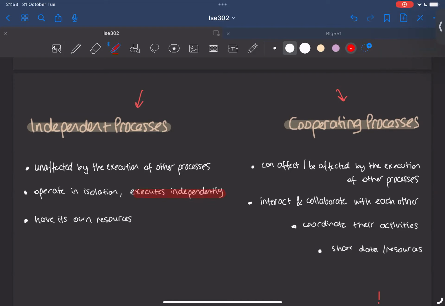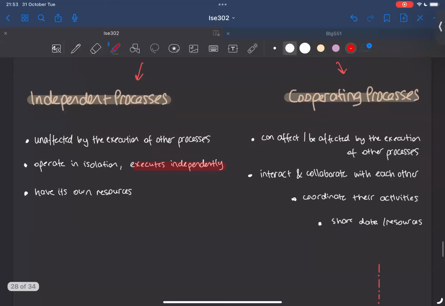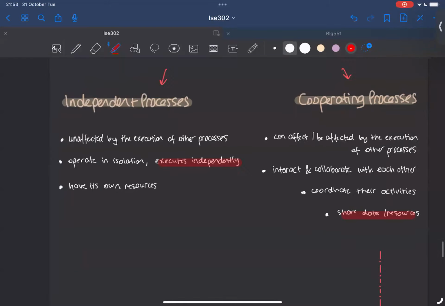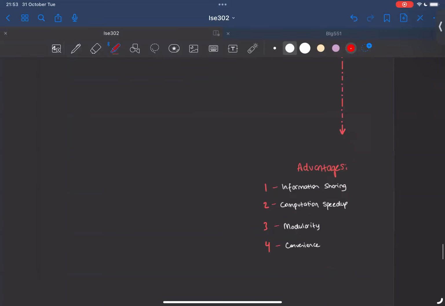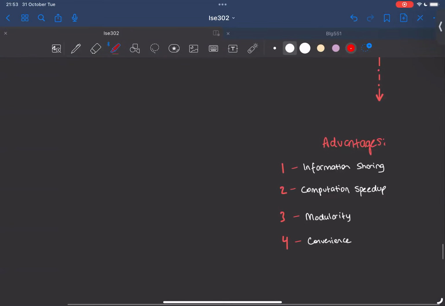On the other hand, cooperating processes interact and collaborate with each other. They can affect or be affected by the execution of other processes. Cooperation involves sharing data, resources, or coordinating activities. Okay, then cooperating processes may have several advantages, including information sharing, computational speed up, modularity, and convenience.